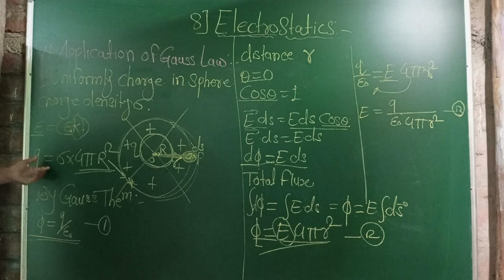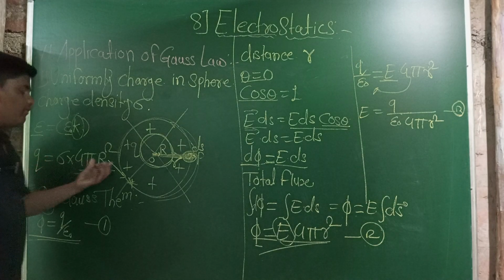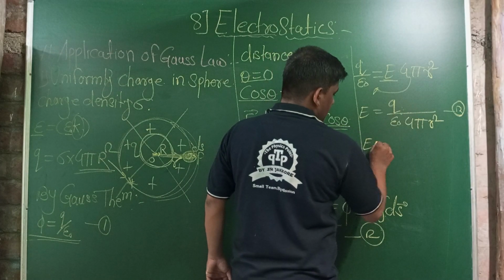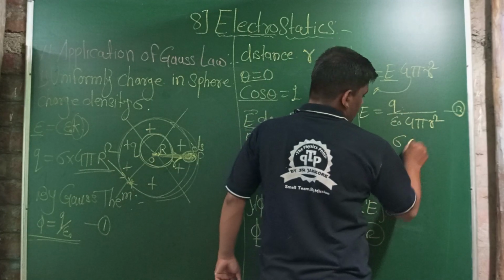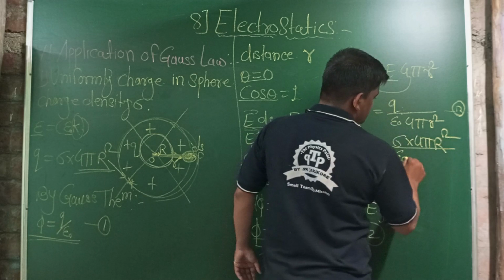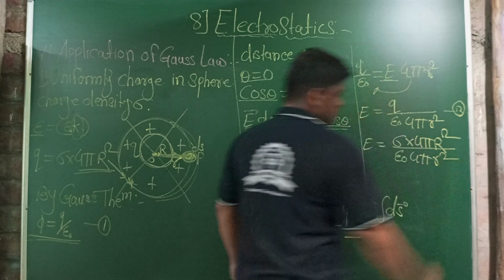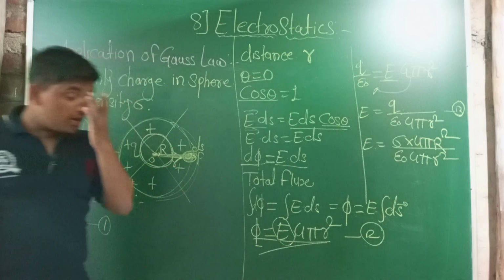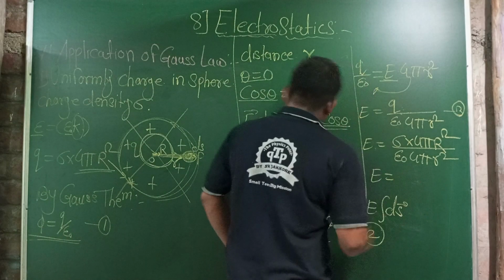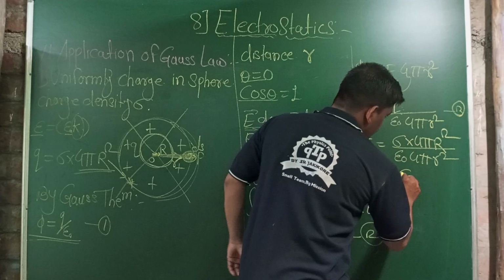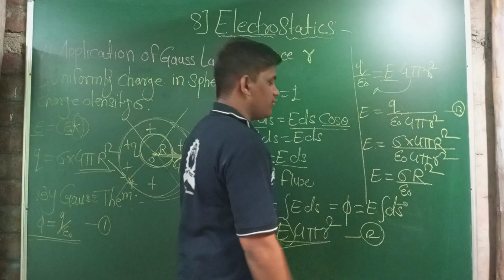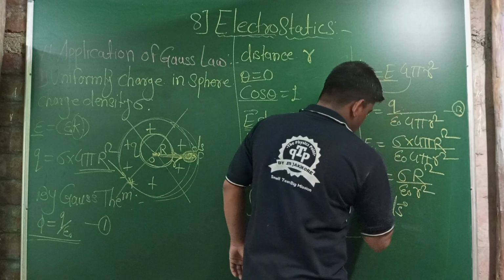In the star equation, the value of charge is given as sigma into 4 pi capital R square. Substituting the value of charge on that side, it is sigma into 4 pi capital R square over epsilon 0 into 4 pi small r square. The similar parts in the numerator and denominator must be cancelled. Then small e is equal to sigma into capital R square divided by epsilon 0 into small r square.